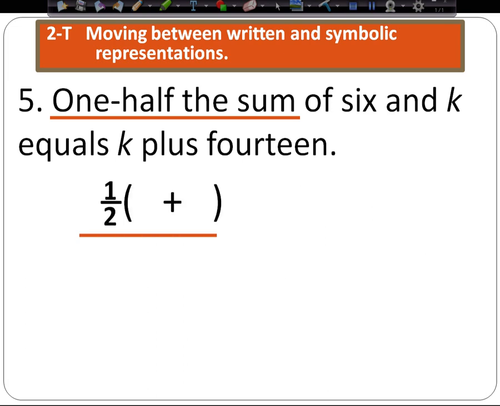So we're going to need parentheses with this one. So we're going to have 1/2 and then parentheses with the plus sign in the middle because it's half of the sum. Sum means to add. 6 and k means I'm adding 6 and k.